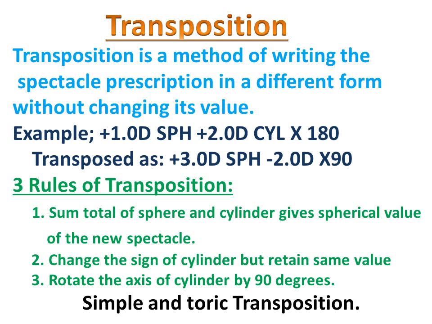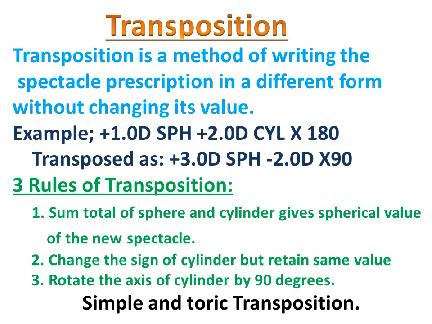So you must know the 3 rules of transposition. In the example which I have given, you kindly observe the transposed value and see the 3 rules. You will be able to correlate and understand what is transposition by correlating the steps or the rules of transposition and this particular example. The first rule is that sum total of the sphere and cylinder will give us the spherical value of the new spectacle.